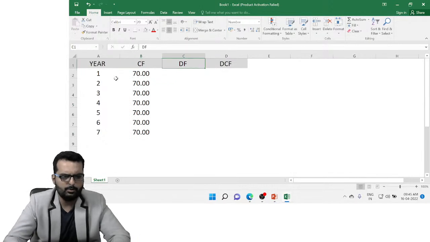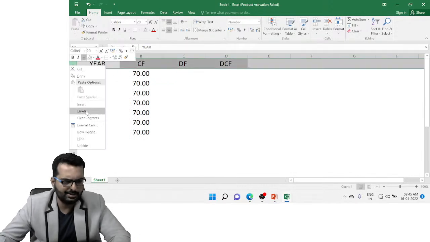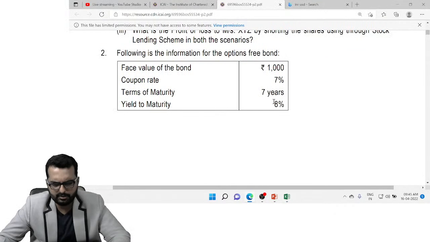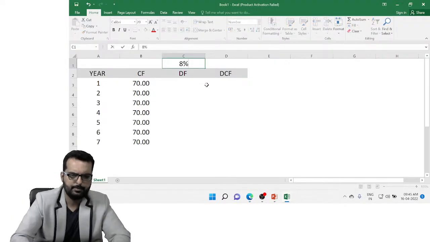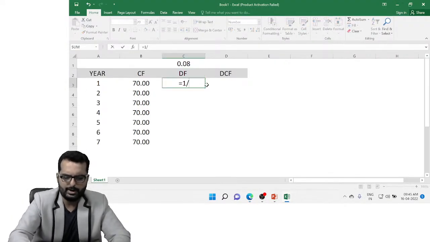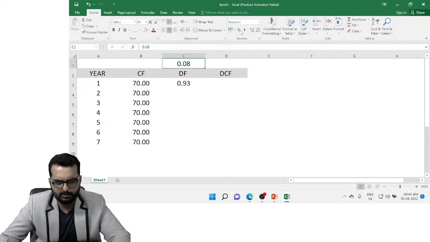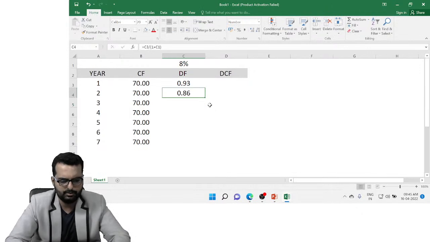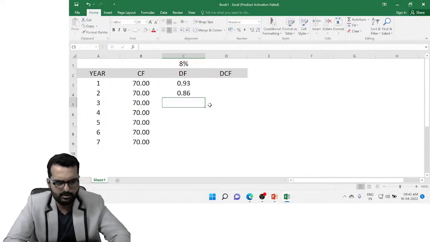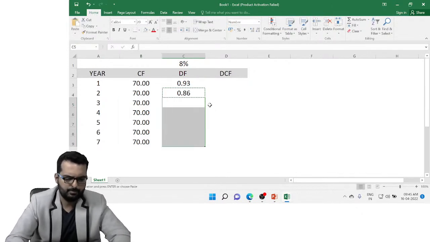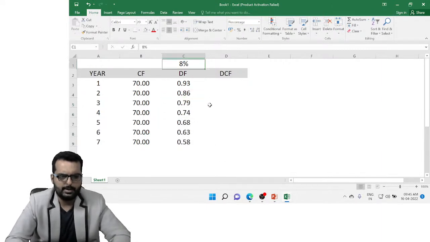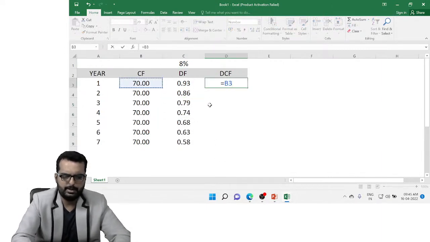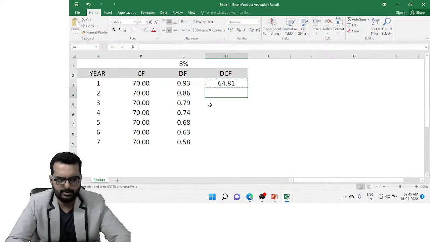All right. Discount factor, we will have to take it as how much? That is the yield. And what is the yield that is given over here? 8%. So here the formula would be 1 divided by 1 plus this. We'll convert this into percentage. Here the formula would be this divided by 1 plus this, and it will go on like this till the end. Everybody clear? Okay, so in here the formula would be this multiplied by 0.93.